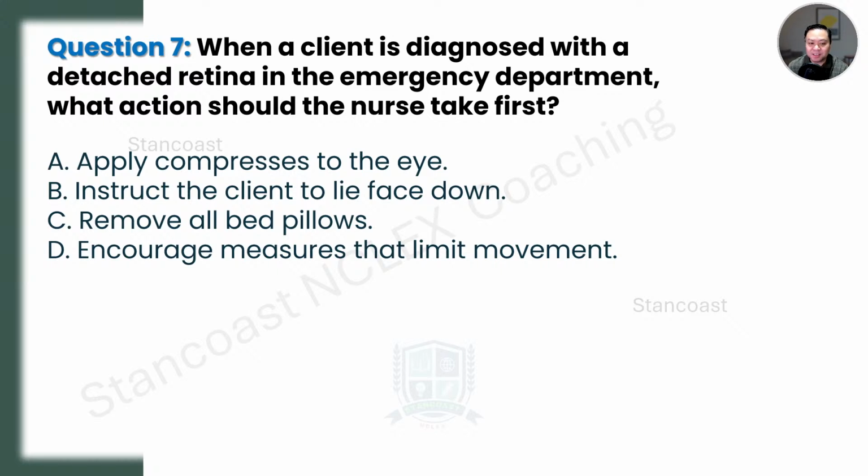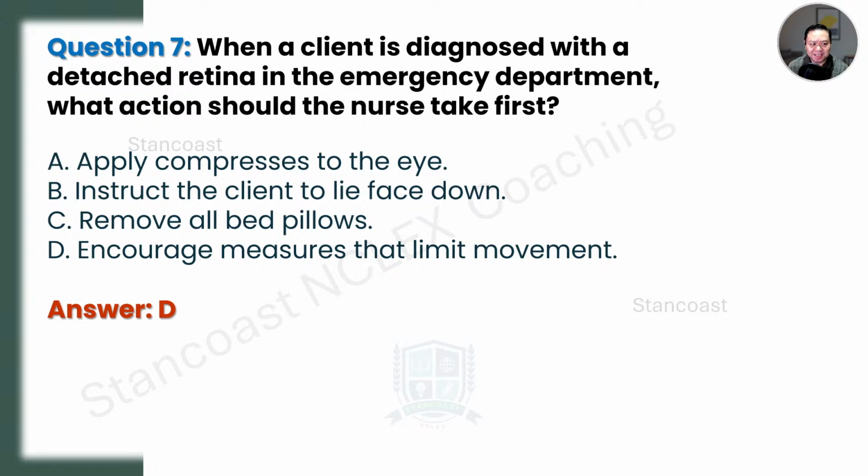Your patient has retinal detachment. What will be your initial action? We already talked about this. This is to do letter D, encourage measures that limit movement. Your patient should be kept in bed, and also application of the eye patches as well. This is to prevent detachment of the retina before the surgery.